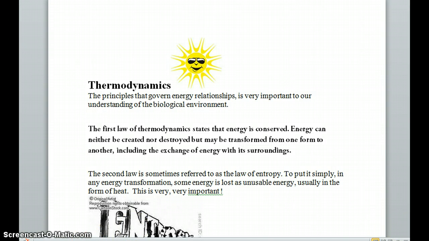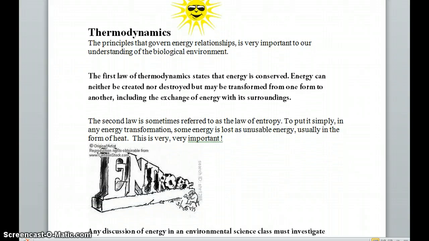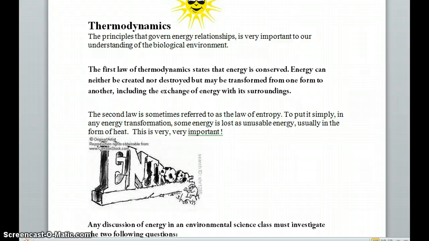The first law of thermodynamics talks about energy being conserved. Energy can neither be created nor destroyed, but it can be transformed. That's why we have to be very, very careful with the verbs that we use when referring to energy. It can be exchanged from one organism to another, and we're going to see that when we talk about food chains. The second law is sometimes referred to as the law of entropy.